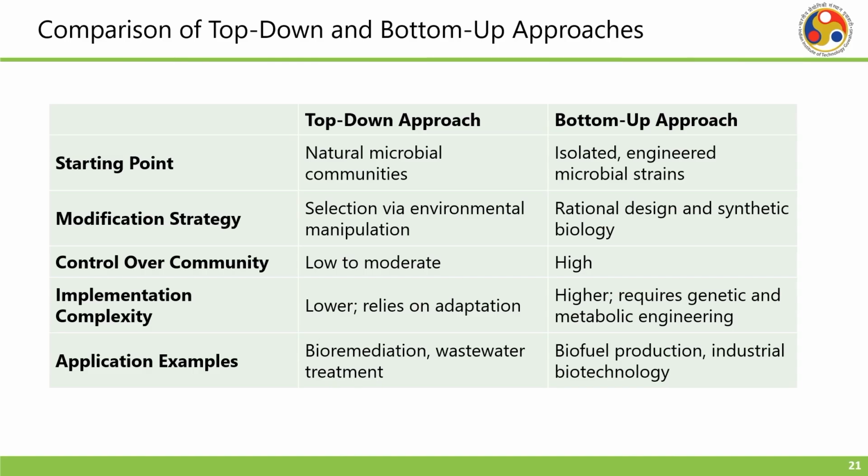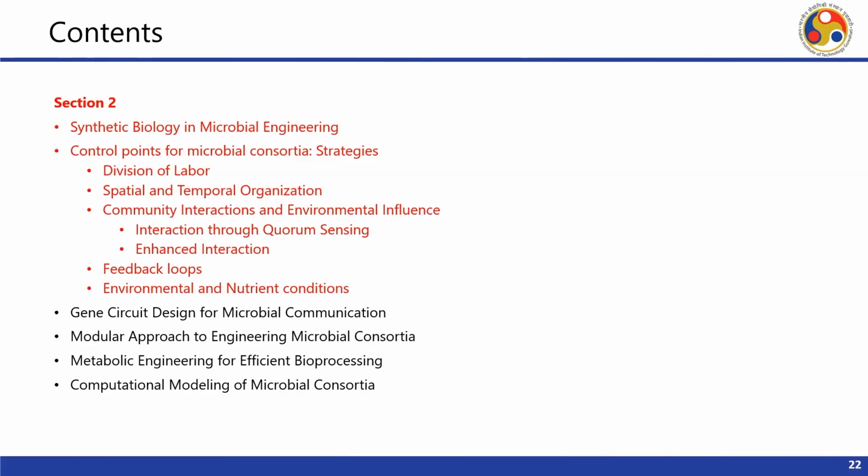From the point of view of implementation complexity, the top down approach has less complexity and it relies on adaptation. The bottom up approach has higher complexity and requires genetic and metabolic engineering. As examples, we can see in top down bioremediation and wastewater treatment, in bottom up biofuel production and industrial biotechnology.